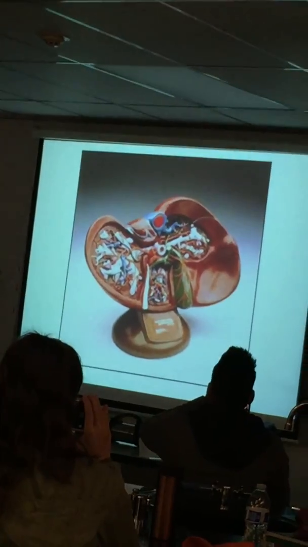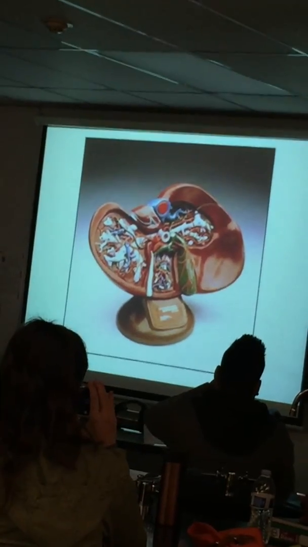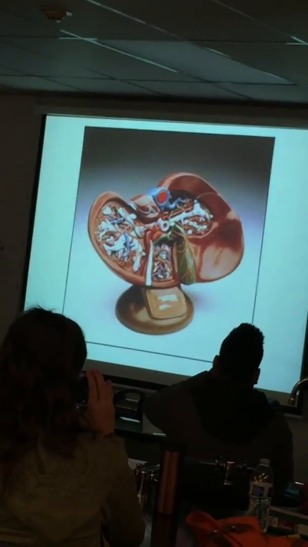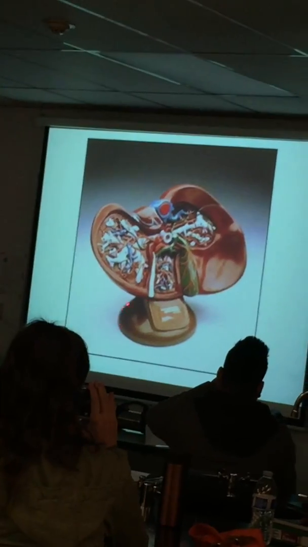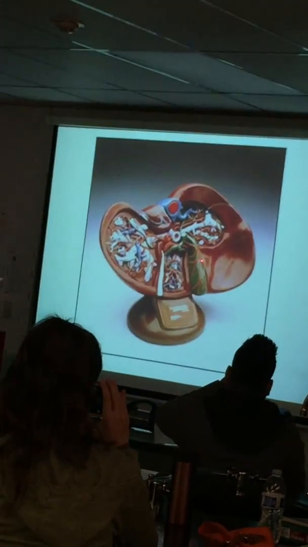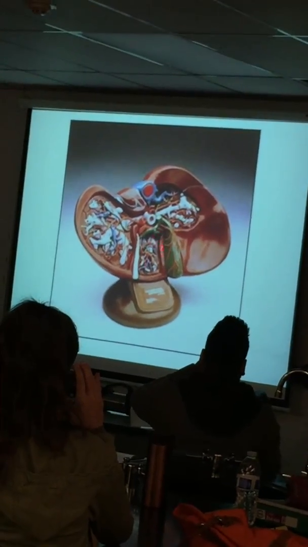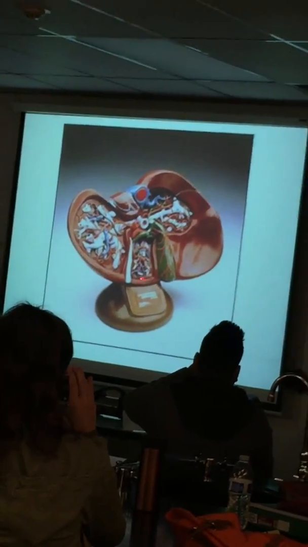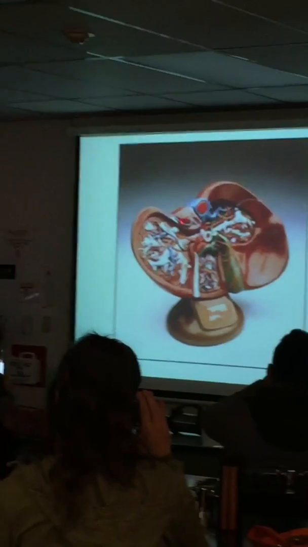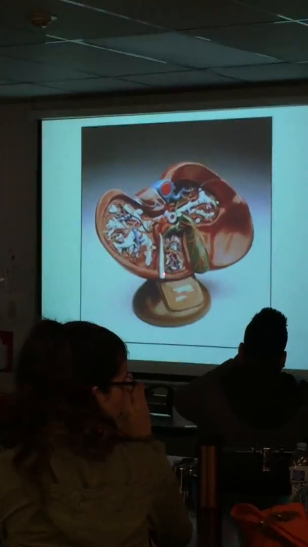The liver has the whole bile duct system. This picture is kind of blurry, but I think you can still see the bile duct system. That's the gallbladder on the right side. This is the quadrate lobe, that's caudate lobe. That's the round ligament right there.